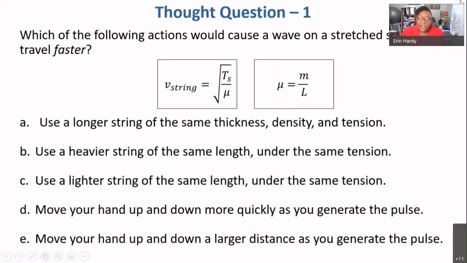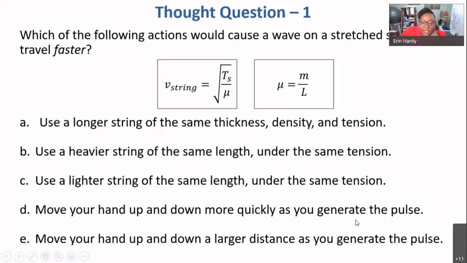I believe, yeah, that's what our first thought question is going to pose. So our goal for this thought question is to make our wave travel faster. And we've got our two formulas here for reference. We could increase the speed of a wave on this string by using a longer string of the same thickness, density, and tension; using a heavier string in terms of mass, so it's got the same length and the same tension; or using a lighter or less massive string that has the same length and the same tension.